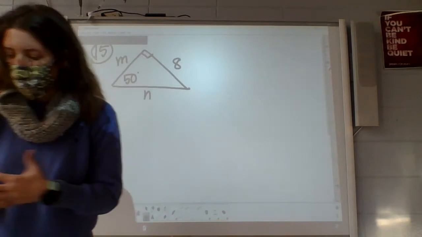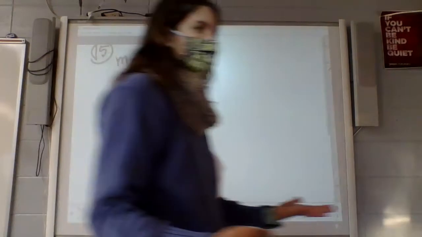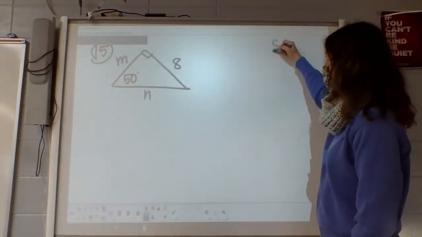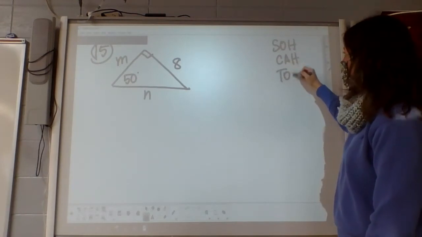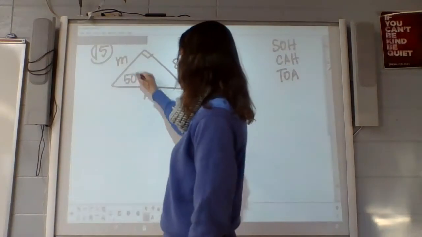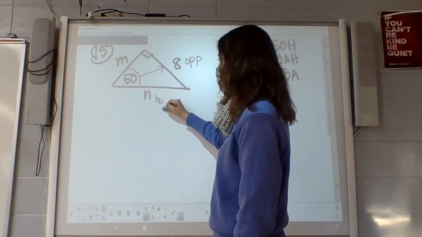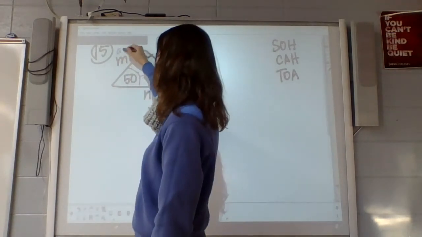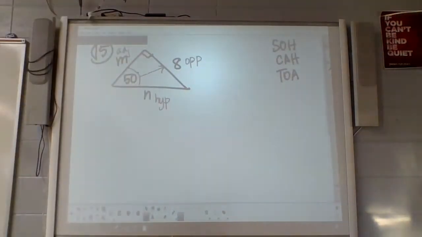In 15, we obviously have to decide which side to go for first and then which trig function to use. So I'm going to list my SOHCAHTOA over here. I'm going to label my triangle based off the angle I know. So this is 50 degrees. This is my opposite. This is my hypotenuse. And then this is my adjacent. And Nolan, I think this was yours. Do you know what type you tried? No. Okay, let's look at it.